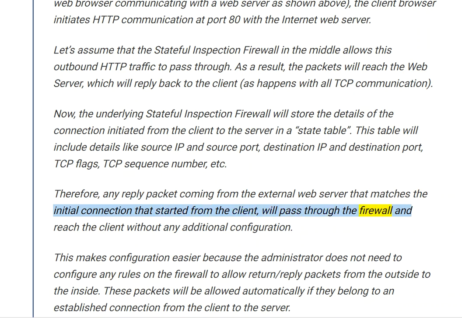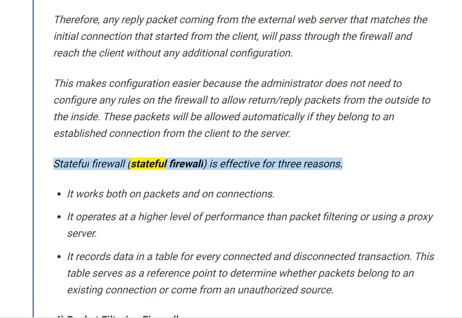Therefore, any reply packet coming from the external web server that matches the initial connection that started from the client will pass through the firewall and reach the client without any additional configuration. This makes configuration easier because the administrator does not need to configure any rules on the firewall to allow return or reply packets from the outside to the inside. These packets will be allowed automatically if they belong to an established connection from the client to the server. Stateful firewall is effective for 3 reasons.